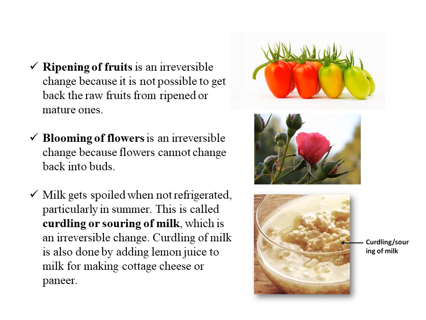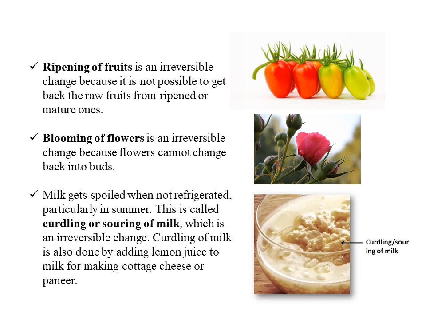First is the ripening of fruits. This is an irreversible change because it is not possible to get back the raw fruits from the ripened or mature ones, as this is a gradual process from flower to fruit, then raw fruit to ripe fruit. So ripening of fruit is an irreversible change. Here you can see the picture also.